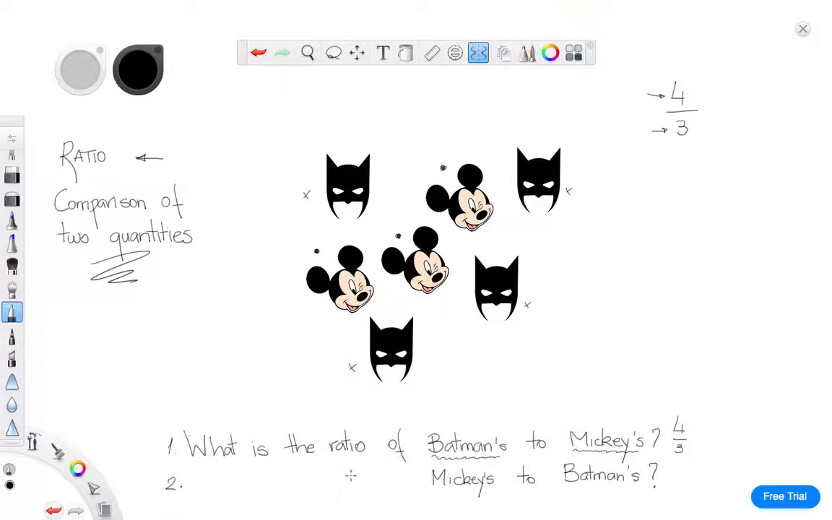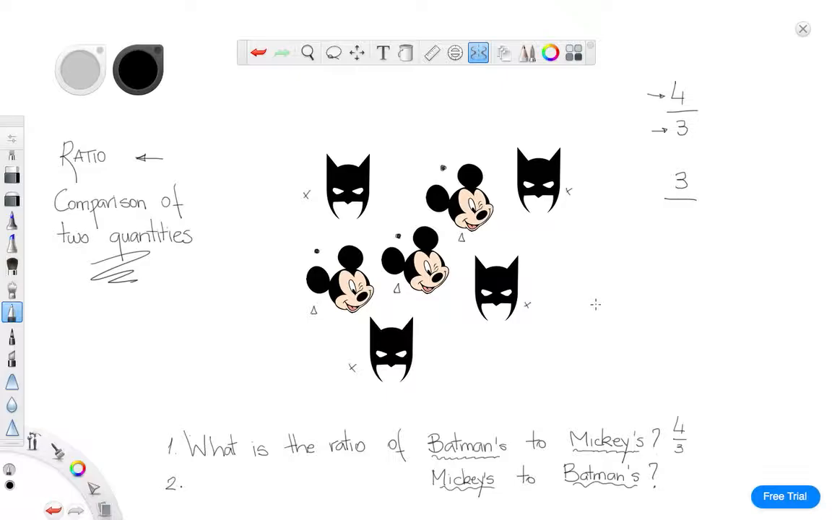But now question number 2 is asking me, okay, tell me what the ratio of Mickeys to Batmans is. Not of Batmans to Mickeys, but Mickeys to Batmans. So I'm going to do the count again, but the numbers are going to go in a different spot. So the first number, the number of Mickeys, is going to be 1, 2, and 3. So still, the number is exactly the same, but it's going to go in the numerator. So it's going to be a 3.